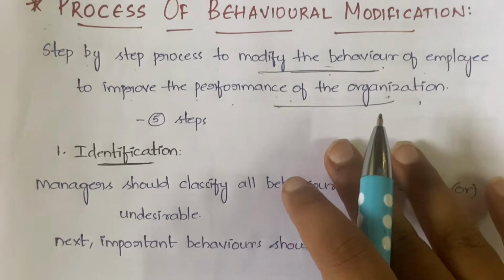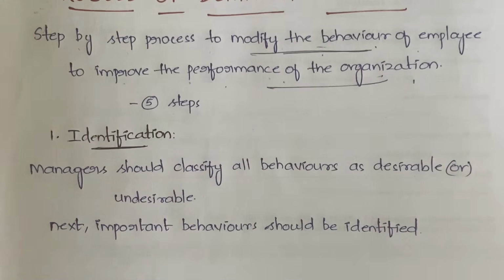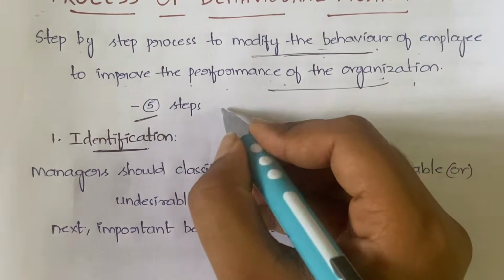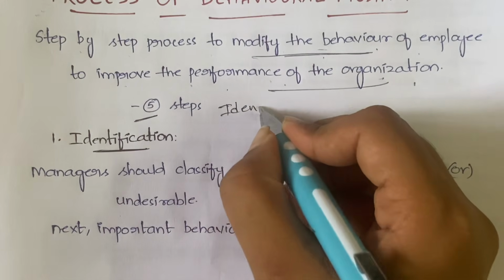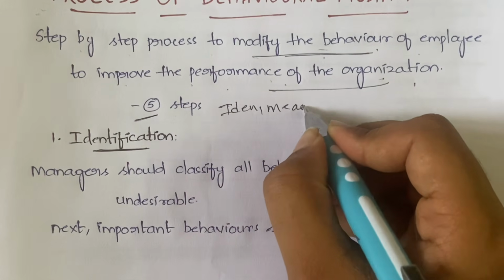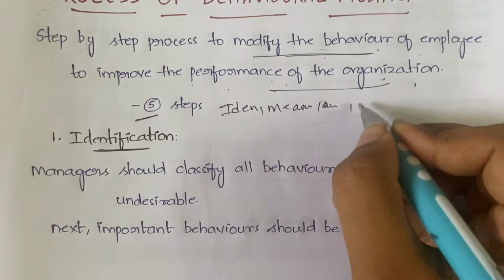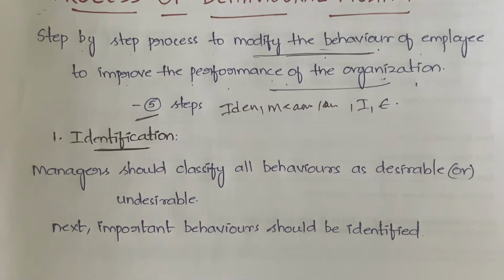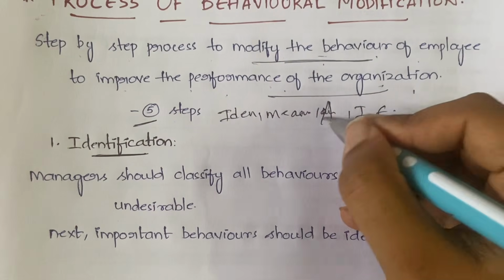Okay, we have a total of 5 steps: identification, measurement, and then we have analysis, intervention, and evaluation. We will learn about each of them.